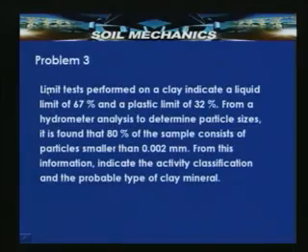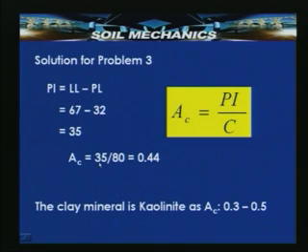This is the soil classification by using the activity number. Here we were given the liquid limit of a given soil, which is 67%, the plastic limit as 32%, and the clay fraction, which is 80% of the sample consisting of particles smaller than 0.002 mm. From this information, we are required to classify the soil based on the activity and indicate the probable type of clay mineral. So the solution works out like this.